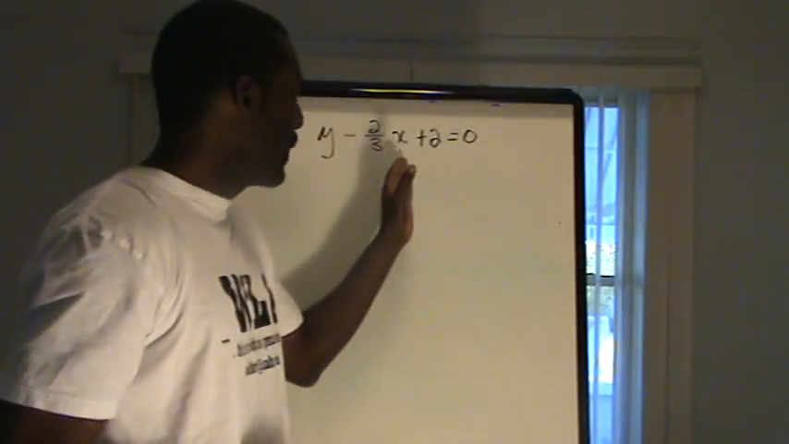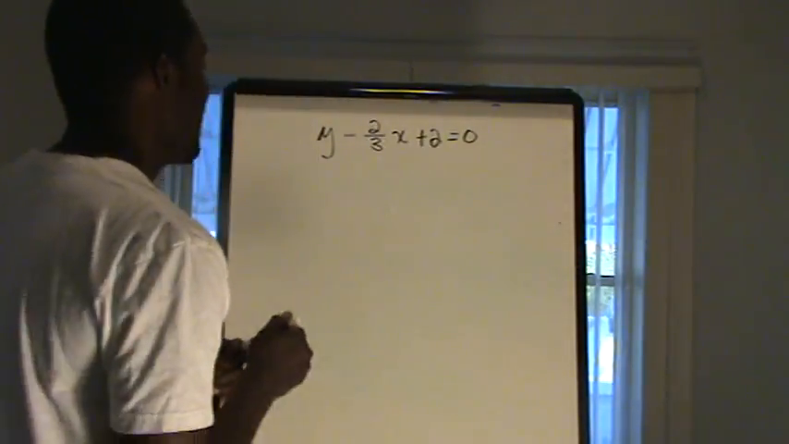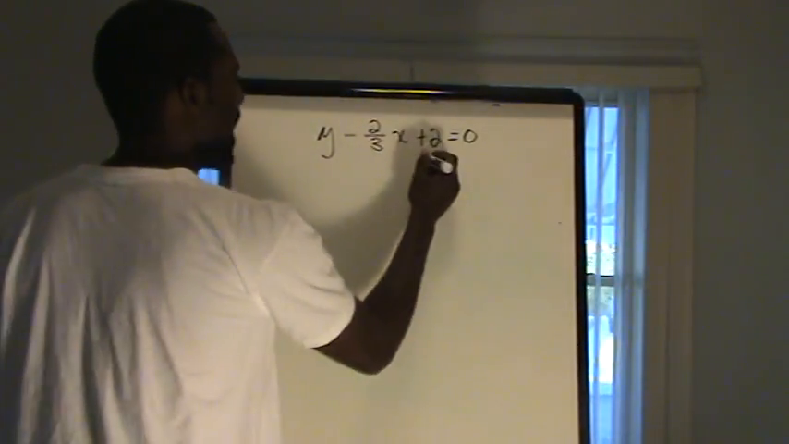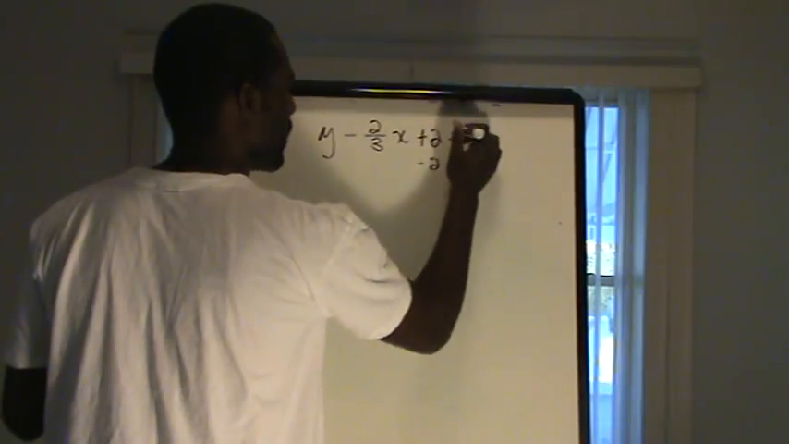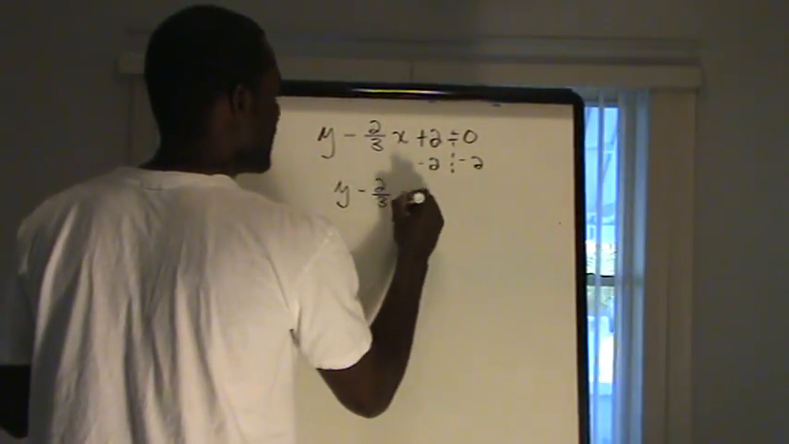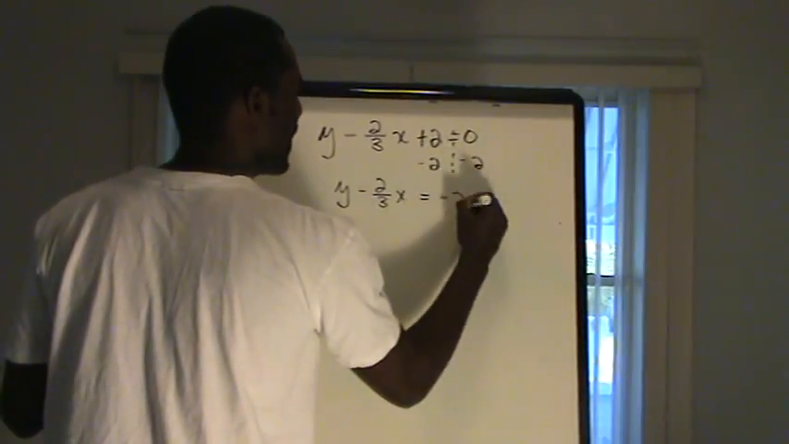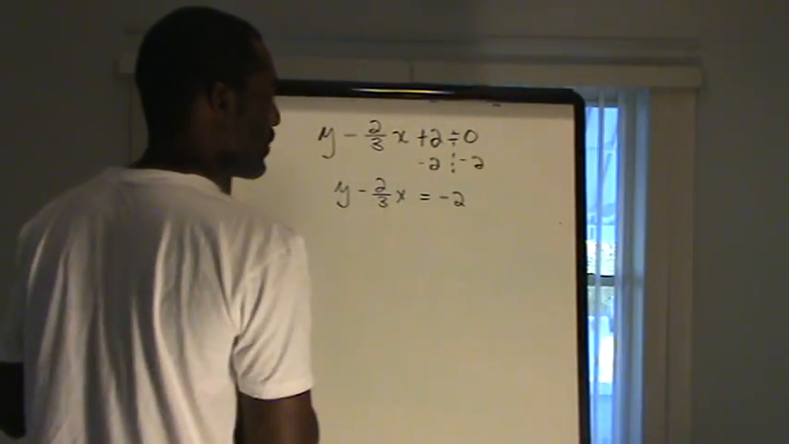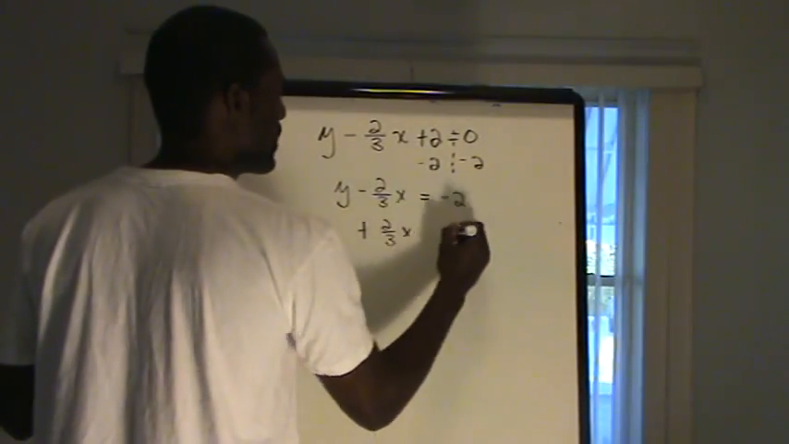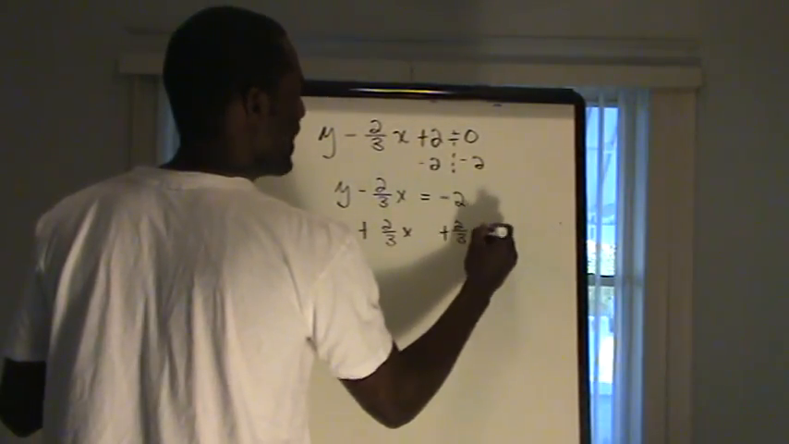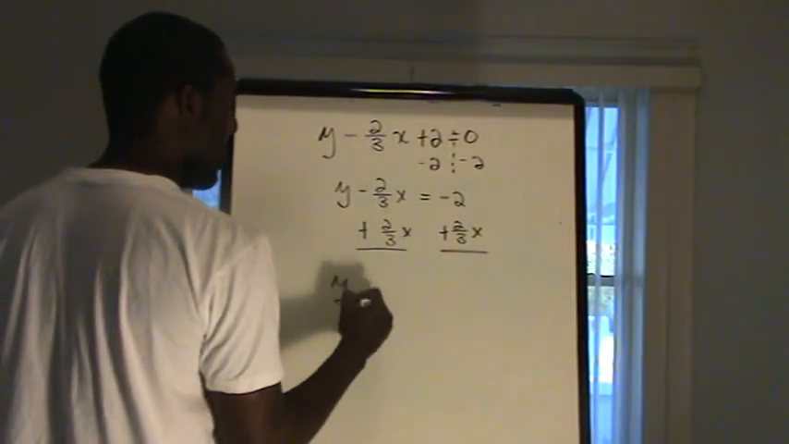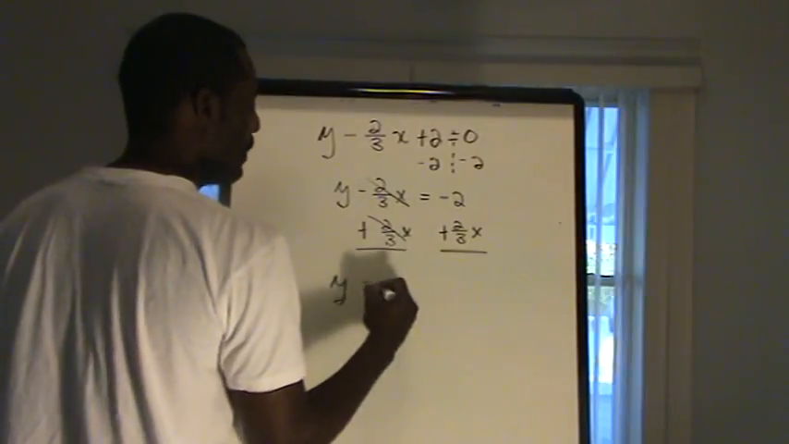If you endeavor to put this in slope-intercept form, that means solve for y, get y by itself. That means that I would subtract off 2, first of all, and then I would have y minus 2/3 x equals negative 2. 0 minus 2 is negative 2. Then if I add 2/3 x to both sides, because again I seek to get y by itself, I now have that y, these cancel, equal.